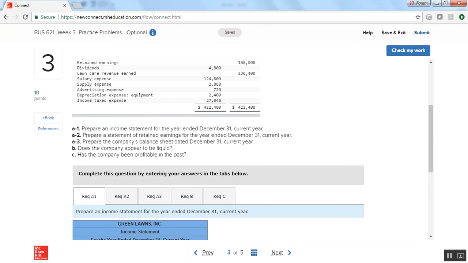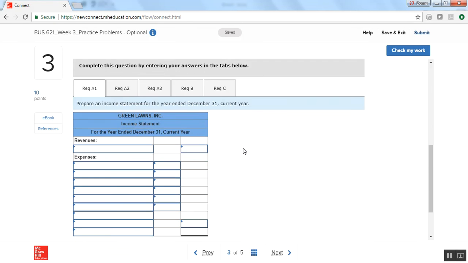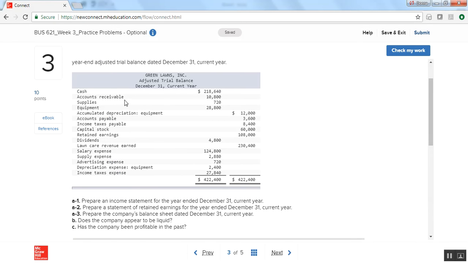Now let's look at how we put it all together and prepare our income statement and our balance sheet. So we're going to prepare an income statement for the year ended December 31st. Here we're going to look at our accounts: cash, asset; accounts receivable, asset; supplies, asset; equipment, asset. Accumulated depreciation is a contra asset, so it's a credit balance. We'll explain that at a later date. Accounts payable, liability; income taxes payable, liability; capital stock, liability; retained earnings, equity; dividends, equity. Once you get past dividends is where the income statement is.